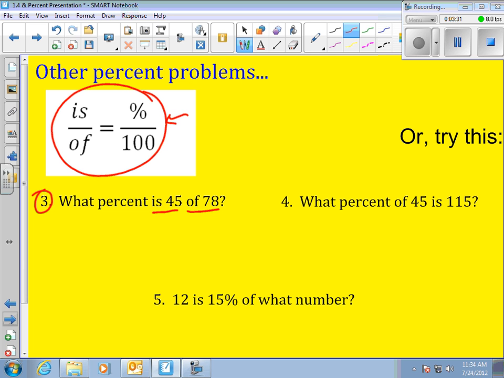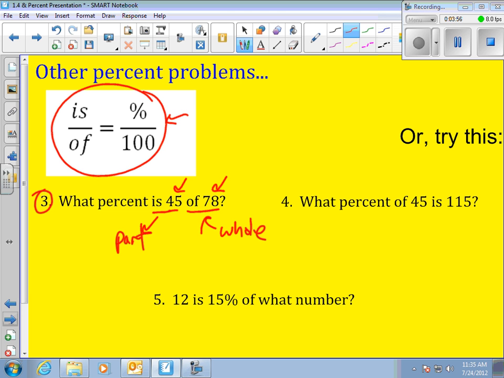Is is like your part. It's part of the whole. Well, what is the whole? 78 is the whole. It's like saying, I got 45 right out of 78 on a test. If you got the whole test right, you would have got 78 out of 78. But in this case, we only got 45, the part of 78.